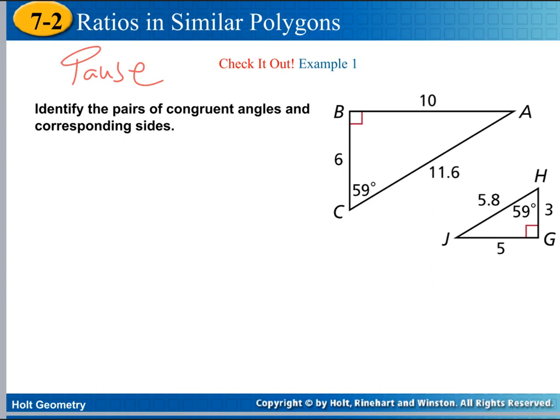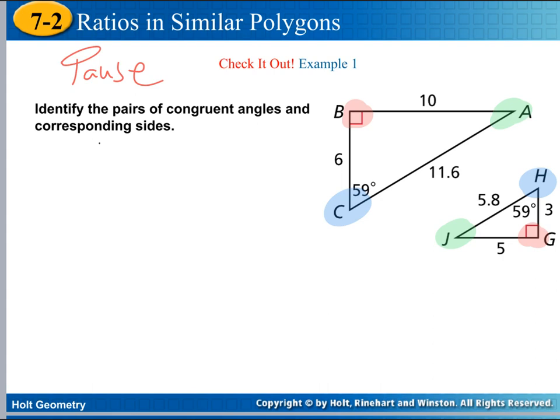So the first thing we're going to do is match up the corresponding angles. So the right angle matches the right angle, so B matches G. I can see that the 59 degrees at C is going to match H, and then the third angle, which has to be congruent by the third angle theorem, A and J are going to match. So we're going to write that out.